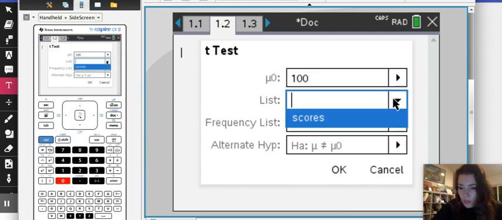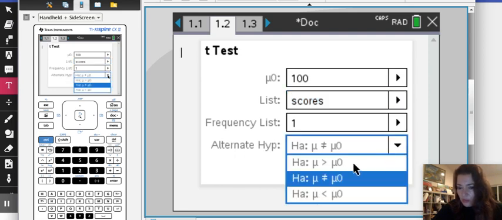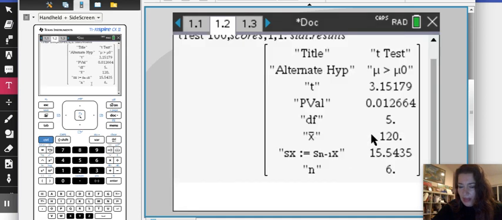Next is we're going to enter our list. I already named it as scores. And on the bottom where it says alternative hypothesis, we are testing greater than. Press OK, and here is our information generated. We can see that the test is greater than here.